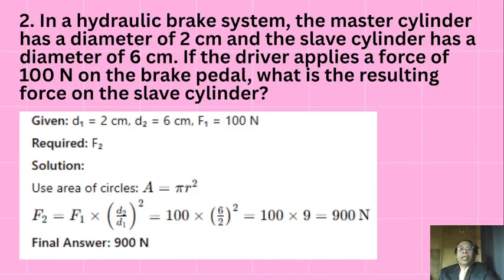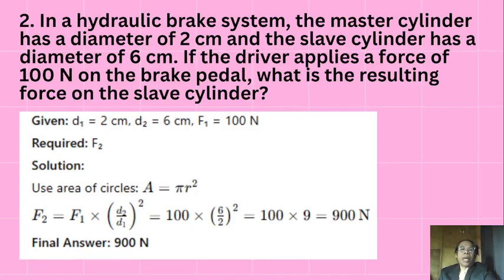Number 2, a hydraulic brake system. The master cylinder has a diameter of 2 cm and the slave cylinder has a diameter of 6 cm. If the driver applies a force of 100 Newton on the brake pedal, what is the resulting force on the slave cylinder? So D1 is 2 cm, D2 is 6 cm, F1 is 100 Newton.